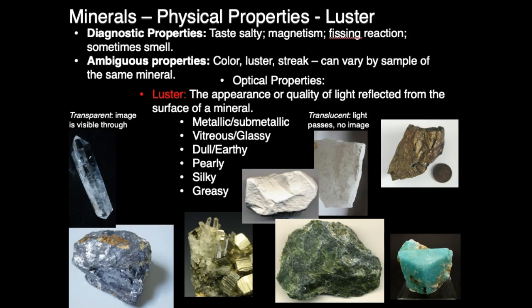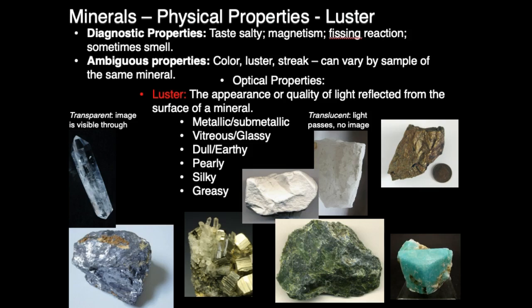So luster is an optical property, meaning it can be seen with your eyes, and it's the appearance or quality of light reflected from the surface of a mineral, okay? So there are many types of luster. For example, metallic or submetallic, which means that the light is reflected from the surface of a mineral as if though it looked like a metal, not surprising. Luster can be vitreous or glassy, where some light passes through the surface and through the sample sometimes.